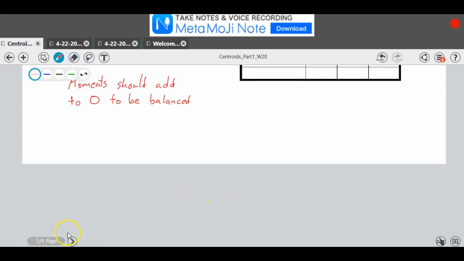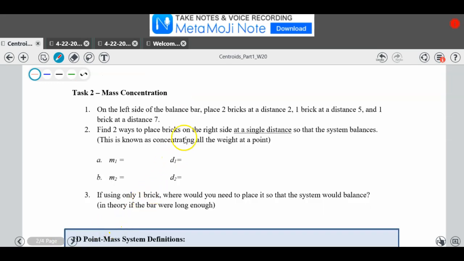All right, we'll go ahead and take a look at this one right here. On the left side of the balance bar, place 2 bricks at distance 2, 1 at 5, 1 at 7, and then find 2 ways to place the bricks on the right side at a single distance so the system balances. And I'll go ahead and pause the video a minute, probably just do one in the video, but pause it, see if you can get a couple ways that might happen.